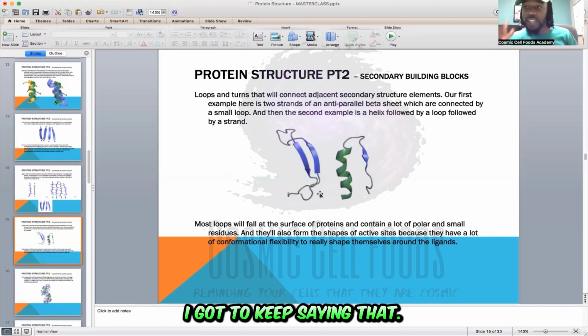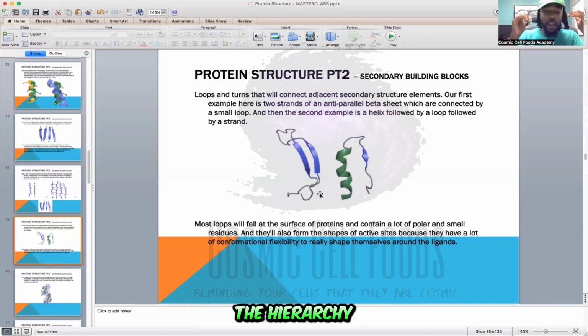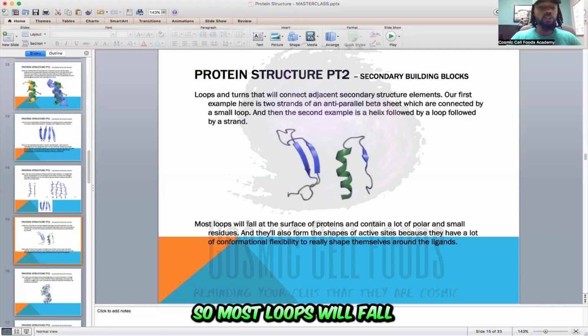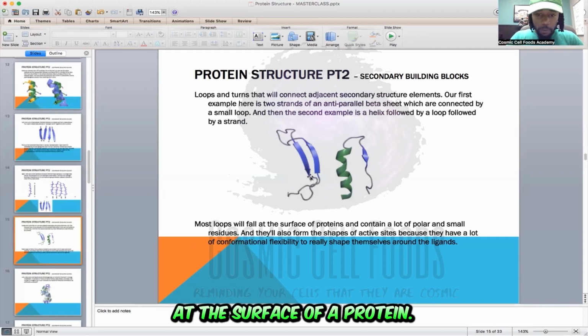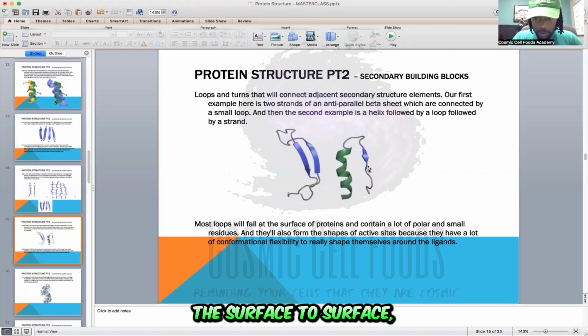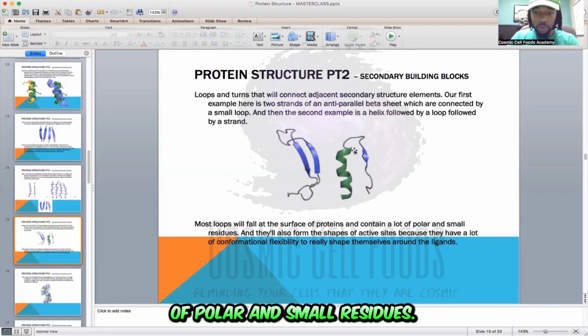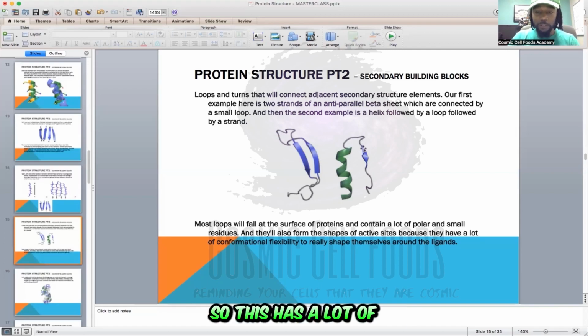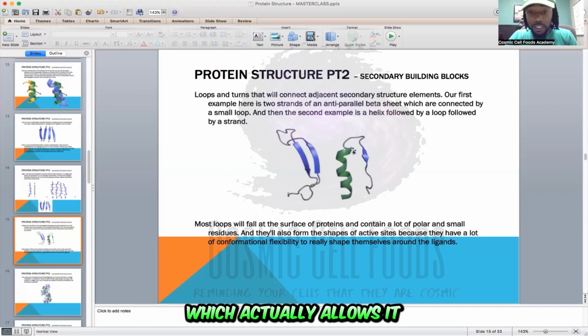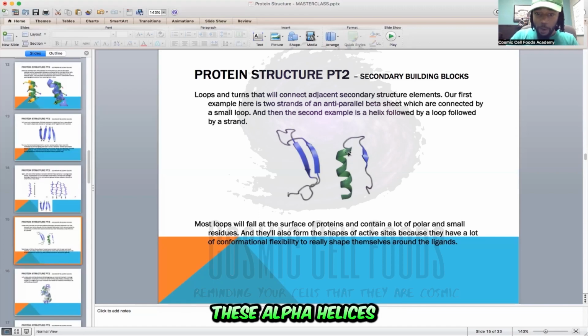I got to keep saying that so you can keep understanding the hierarchy of how proteins are being created. All right. So most loops will fall at the surface of a protein, the surfaces of proteins, and contain a lot of polar and small residues. So this has a lot of small polar residues, which actually allows it to connect these alpha helices and beta sheets, or beta sheets to beta sheets.